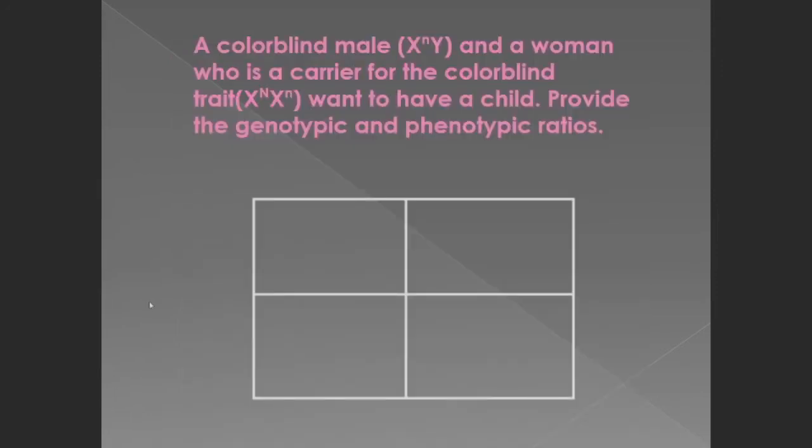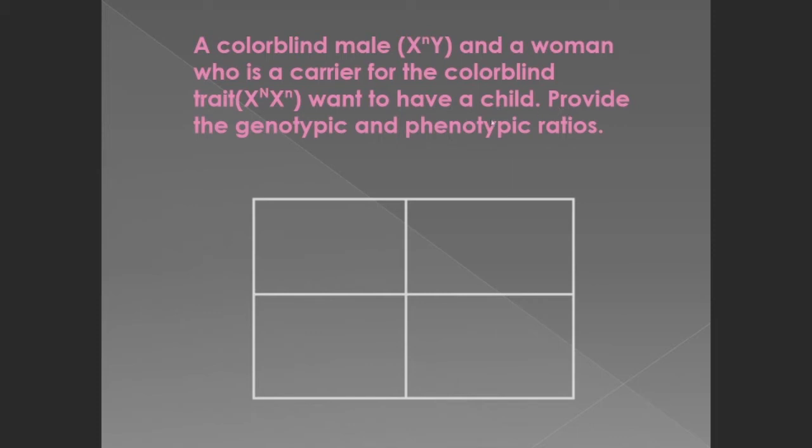So now we are going to look at a possible cross. We are going to cross a male right here who is colorblind. So we're going to represent that by using an X with a little n and a Y. And then we have a woman who is a carrier for the colorblind trait, which means she has two X's, and her superscripts up here are going to be a big N for normal vision and a little n for colorblind trait. So this woman, though she is a carrier, remember she herself would not be colorblind.